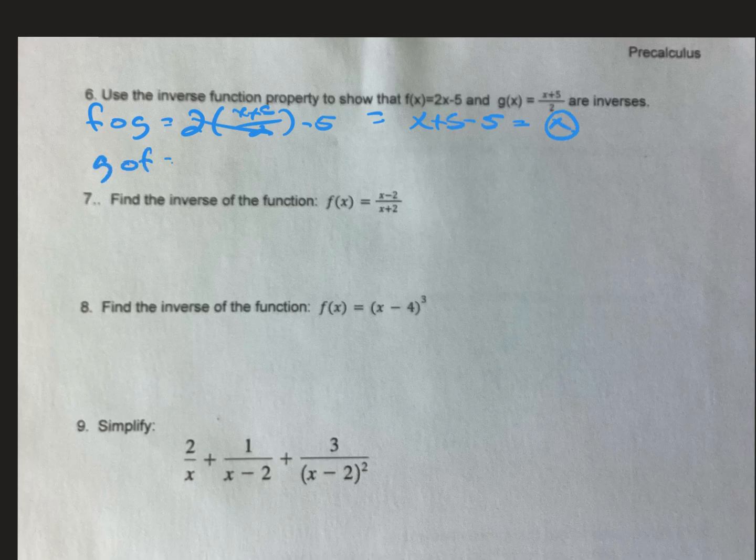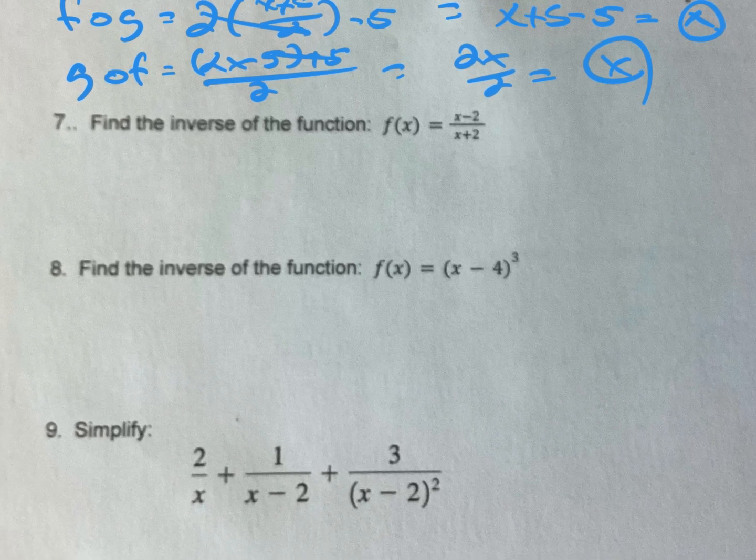G of f, just go backwards. I'd go 2x minus 5 plus 5 over 2. Right there, the 5's cancel. That leaves me 2x over 2. The 2's cancel. X, which is what I wanted, both x's. Number 7, let's say find the inverses, all right?